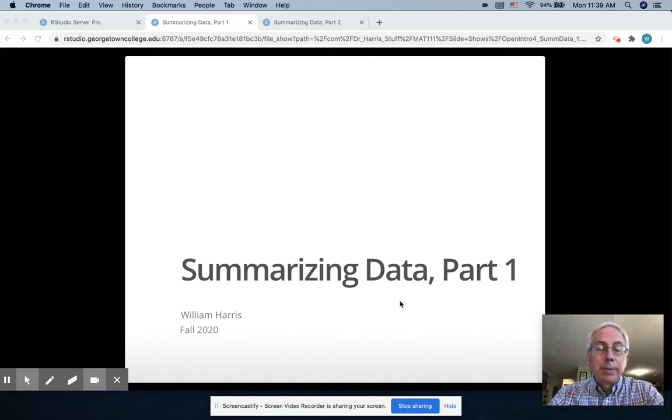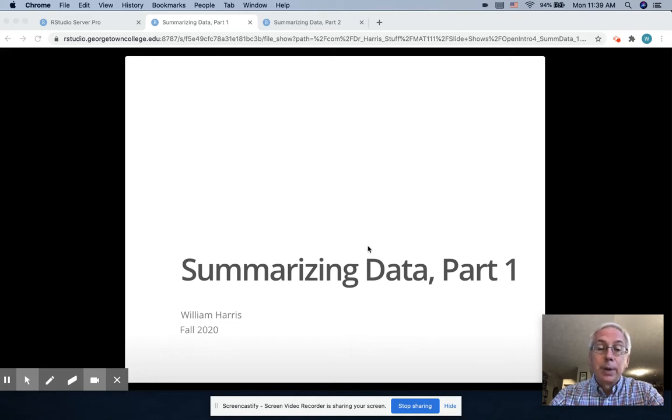And in this chapter, we're going to be focusing on looking at numerical variables and categorical variables, and at ways that we can provide numerical and graphical summaries for those variables. This slideshow will focus on looking at a single numerical variable. We'll first be looking at graphical methods, and then we'll get into some numerical methods for studying these variables.